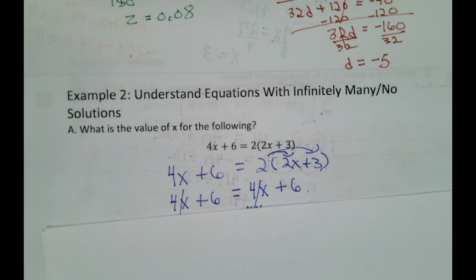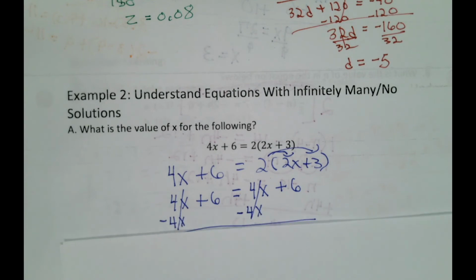At this moment, if you can realize that it's the exact same on each side and you can realize it's infinitely many solutions, do it. Write infinitely many solutions and be done. But for good measure, it's always good to do it like we usually do. Get our variable on one side, our numbers on the other. When we do that, we subtract 4x on both sides.